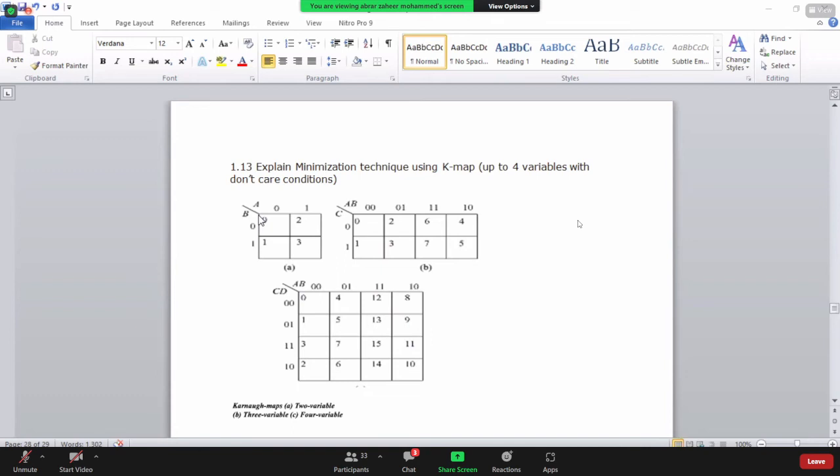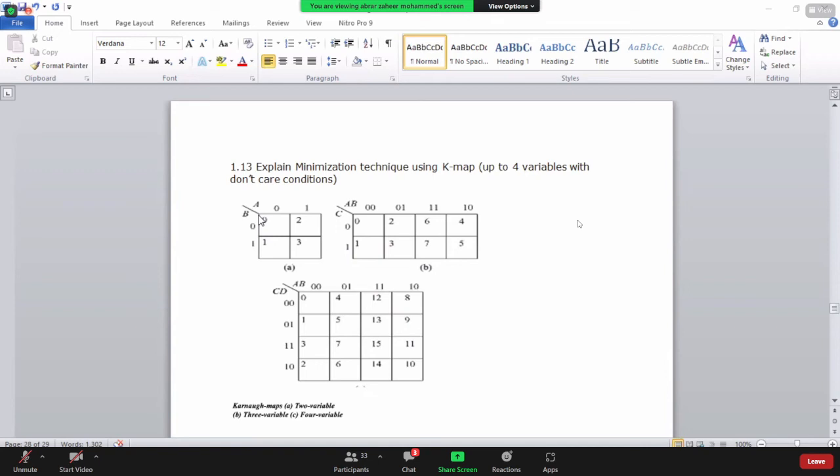And for the 4 variable K-map, we have the 4 inputs A, B, C, D. So we'll have 2 raised to 4 combinations, that is 16, from 0000 up to 1111. So these will be the 16 combinations for the 4 variable K-map.